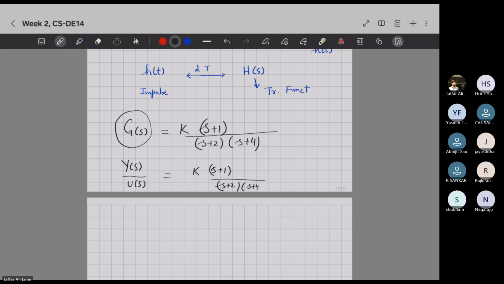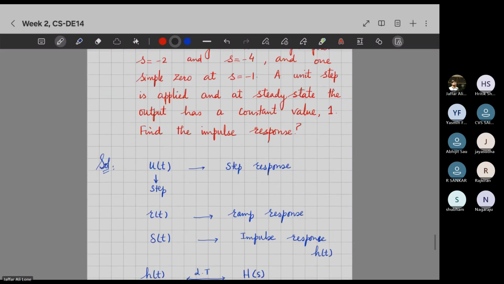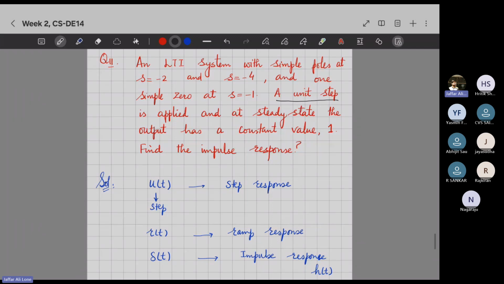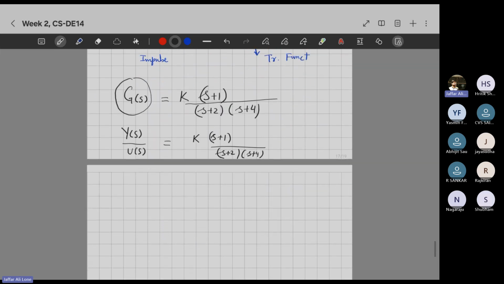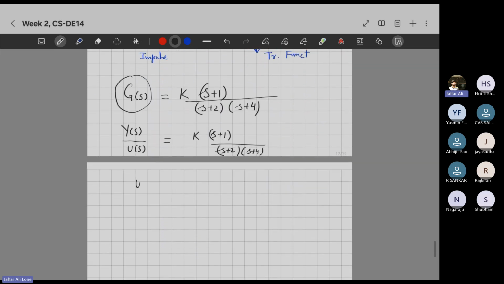Now see, let's make use of this thing. A unit step is applied, and at steady state, the output has a constant value of 1. So unit step is applied, it means U(s) is 1 by S. And at steady state, it means y at infinity, the value is 1. It means the final value of y is 1. Right? So you need to apply.